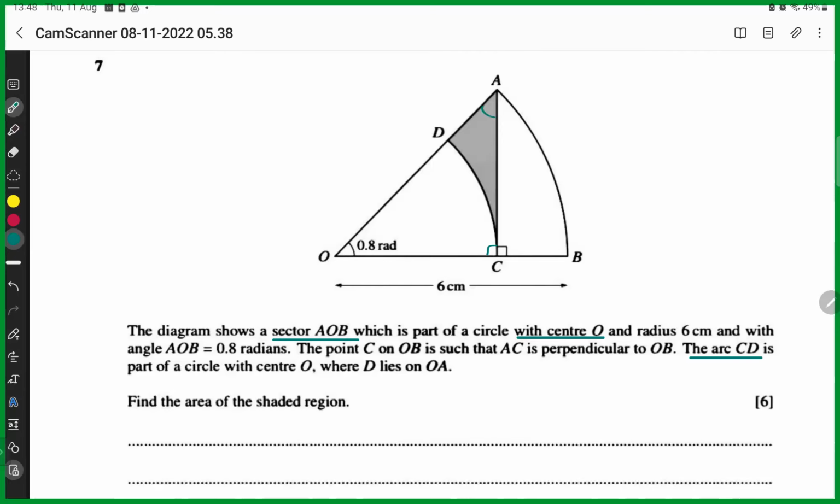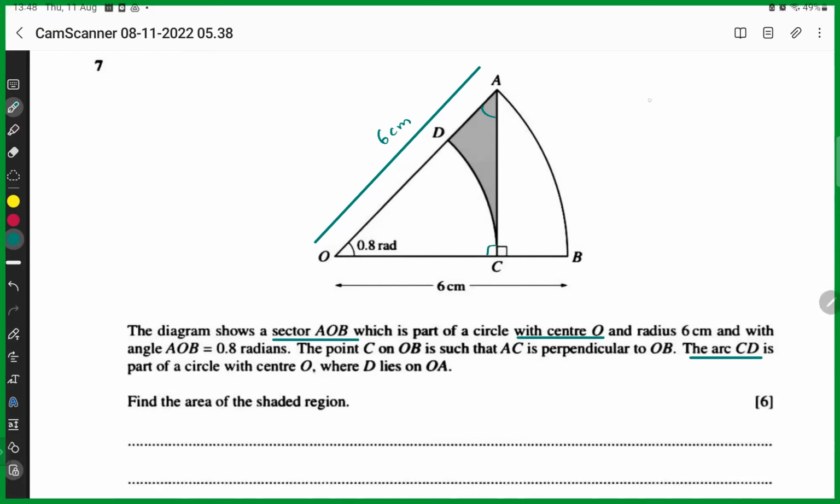Another thing that's important, since OAB is basically a sector, if OB is 6 centimeters, this OA is also going to be 6 centimeters, right? So you can use 0.8 radians directly. You can find the angle at A and then find OC. That's completely fine. So let's use 0.8 directly and let's use cos to find OC.